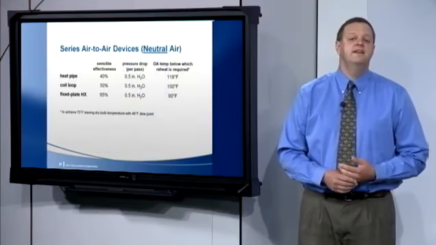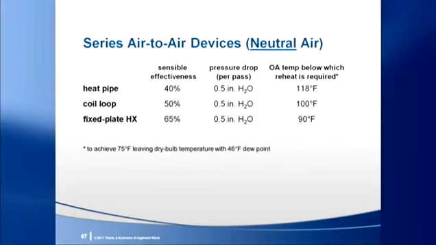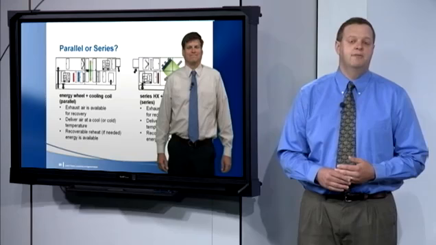Again, either a fixed plate heat exchanger, coil loop, or heat pipe could be used in this manner. But of course, delivering the dehumidified air at a neutral temperature requires more reheat, so supplemental reheat will be required more often. In fact, if the goal is to reheat the dehumidified air to 75 degrees, both the heat pipe and coil loop will need supplemental reheat all the time, even on design day. Because it has a higher effectiveness, the fixed plate heat exchanger can recover enough heat on the hottest days. But even it will require supplemental reheat when the entering outdoor air drops below 90 degrees.